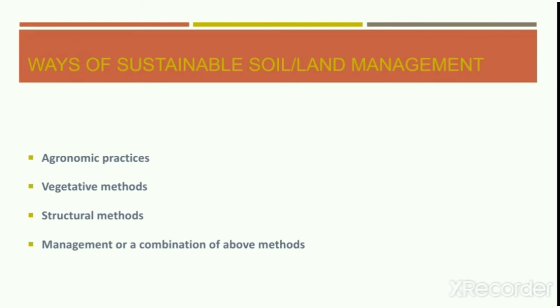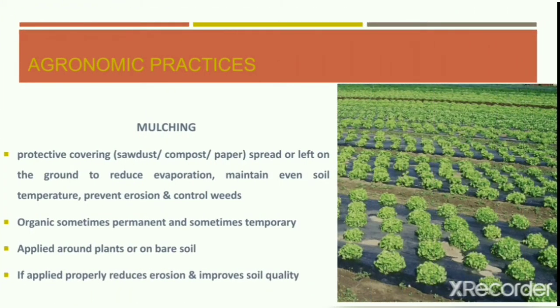Let's look into the major methodologies for sustainable land or soil management practices that are widely adopted throughout the world. These management practices comprise four different methods. These are the agronomic practice, the vegetative method, the structural method, and the management or the combination of all the above set methods. Under the agronomic practices, mulching is a widely accepted one.